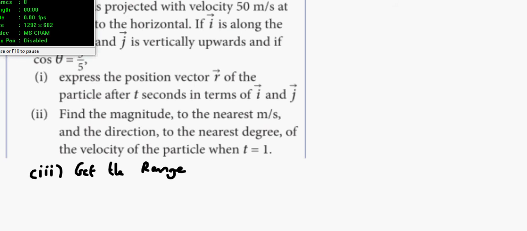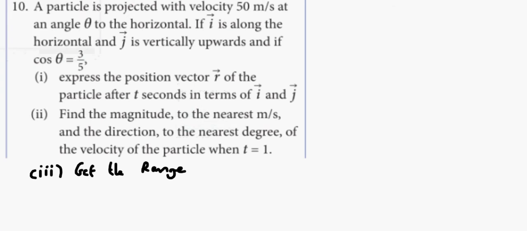Alrighty. A particle is projected with velocity 15 meters per second at an angle theta to the horizontal. If i is along the horizontal and j is vertical upwards, and if cos theta equals 3/5, express the position vector r of the particle after t seconds in terms of i and j. That's fair enough. None of us have done one like this before, so alright, we can do that.